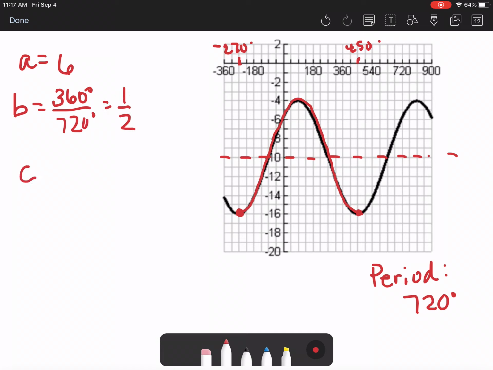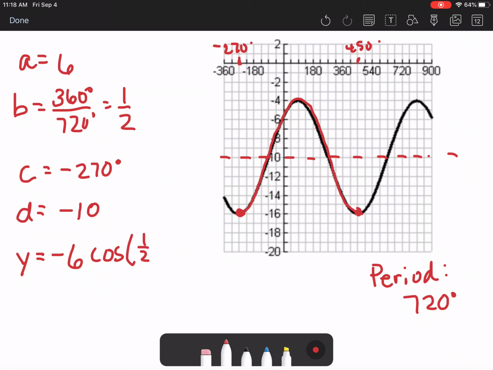Okay, C this time, we said we're starting at negative 270. And then D is my midline, which is negative 10. All right, now when I put this all together, here's what we need to be careful with. Number one, this is a reflected cosine curve. Instead of being above the midline and going down first, we're starting below and going up. So this is a negative 6, and then we're going to have cosine of 1/2. And then I'm going to use x this time. Opposite will be plus 270 degrees. And then we've got minus 10.